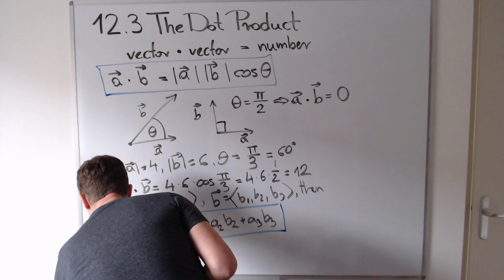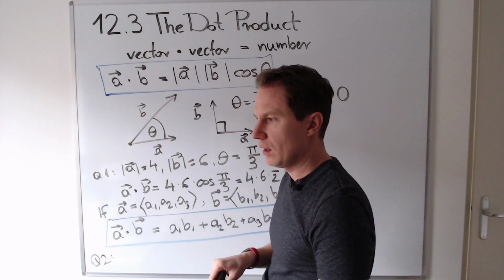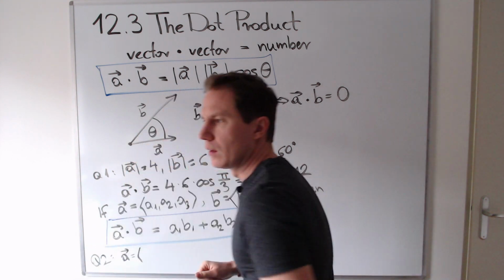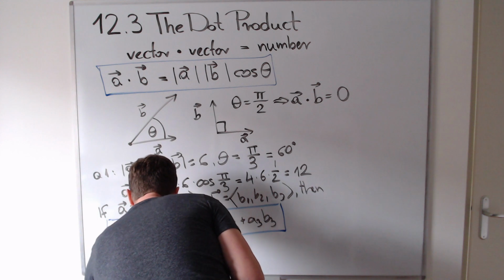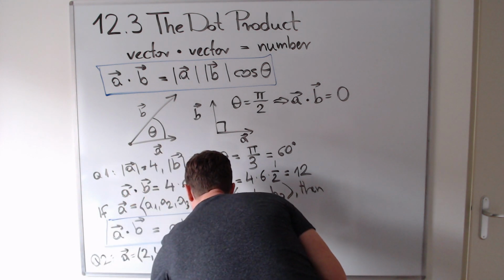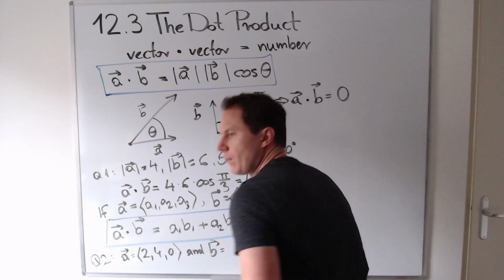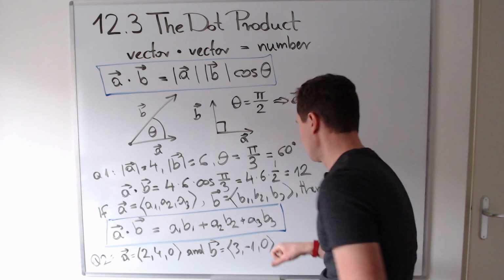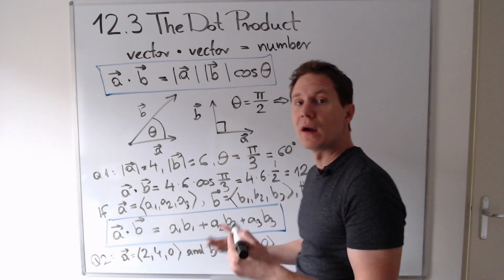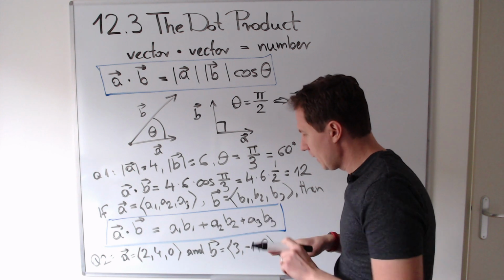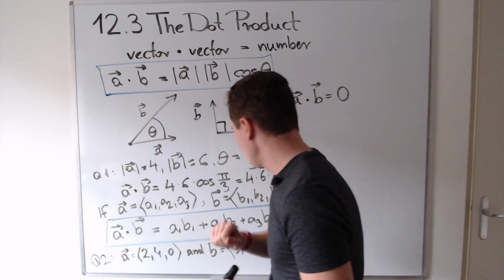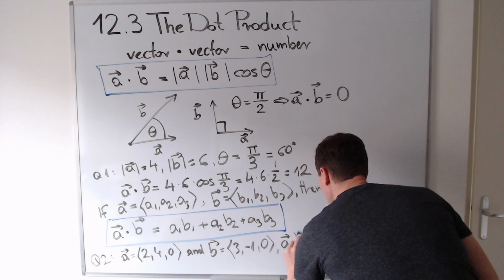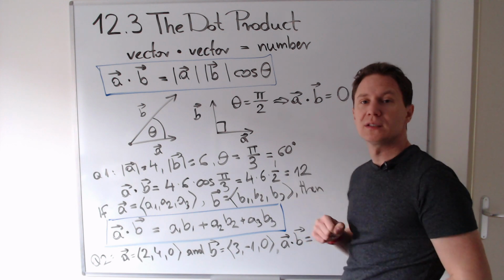So what if my two vectors are (2, 4, 0) and (3, -1, 0)? You see that the third components are in fact 0. So these vectors lie in the xy plane, or are parallel to the xy plane. So what's the dot product then? What's A dot B? Pause the video and input your answer below.